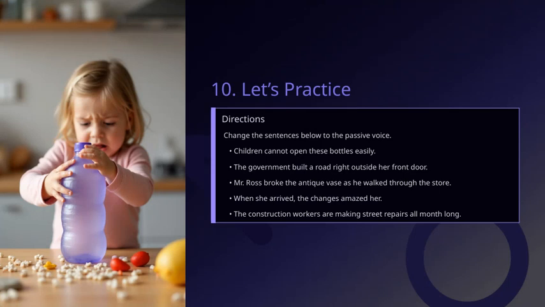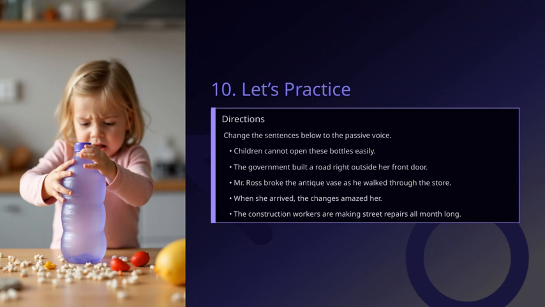All right, now let's move on to some practice. I'll give you a few sentences, and your task is to change them into the passive voice. This is a great way to solidify your understanding of how active and passive sentences work together. First, we have children cannot open these bottles easily. When we turn this into the passive voice, it becomes, these bottles cannot be opened easily by children. Notice how the focus shifts from the children doing the action to the bottles receiving the action.